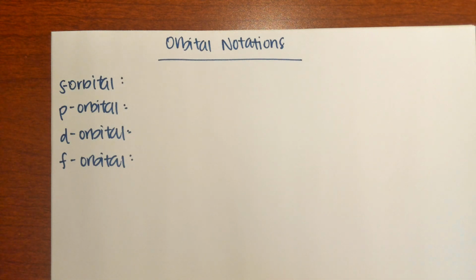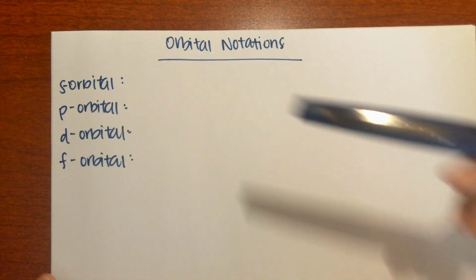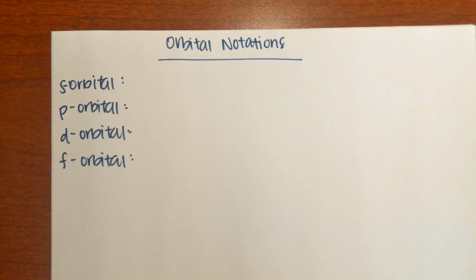So today I'll be going over orbital notations. This is also part of electron configuration, so I like to think of it as a visual of how electrons are spinning. I'm going to start off, as a reminder, with each orbital, the s, p, d, and f orbital, and we have to know the number of orbitals of each, so that helps us figure out how to put the electrons in.